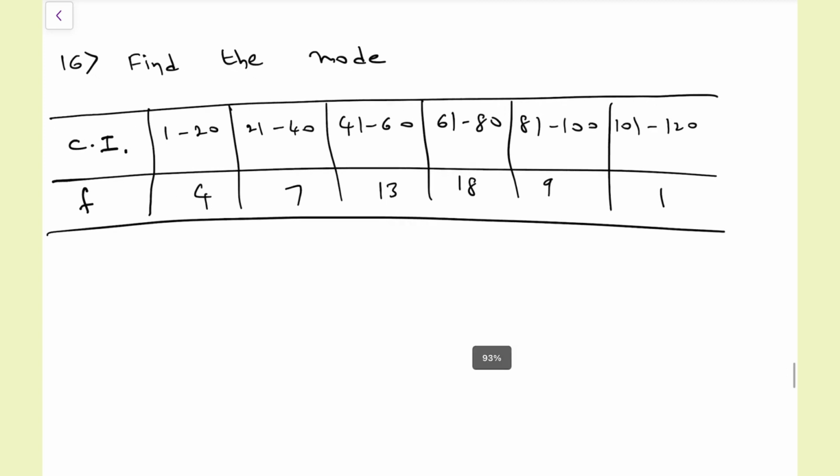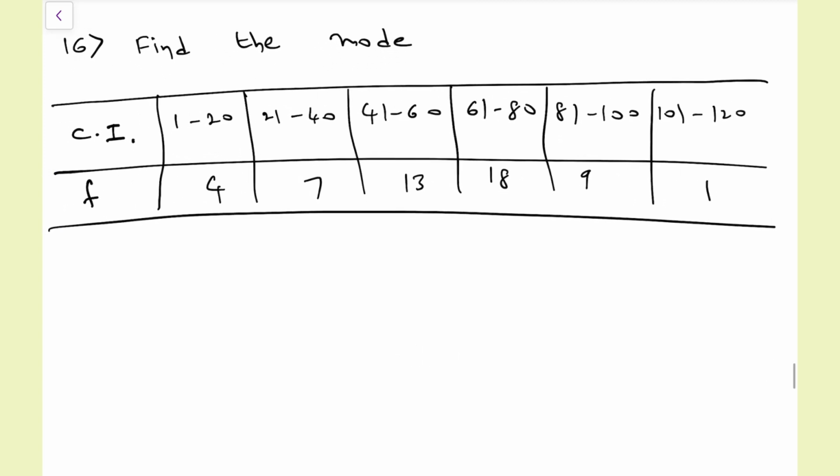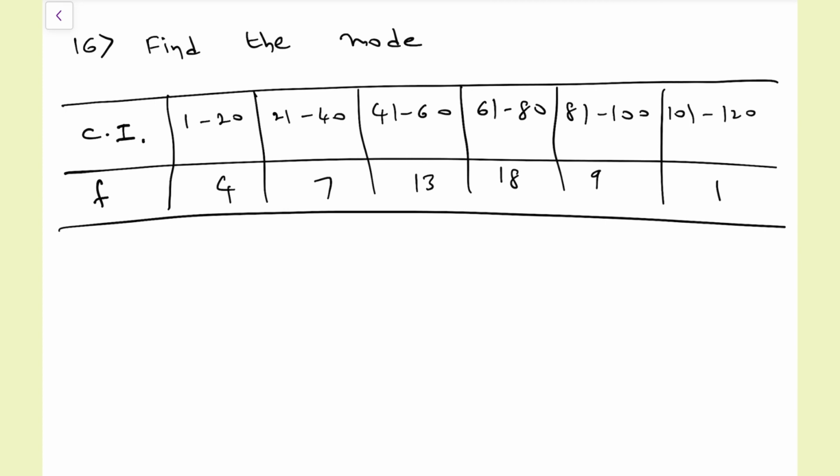Coming to question number 16. Find the mode. The class intervals are given as 1 to 20, 21 to 40, 41 to 60, 61 to 80, 81 to 100 and 101 to 120. And frequencies are given as 4, 7, 13, 18, 9, 1. What is the need of reading this also? You may get the doubt. Because I am just trying to get your attention to this class interval.